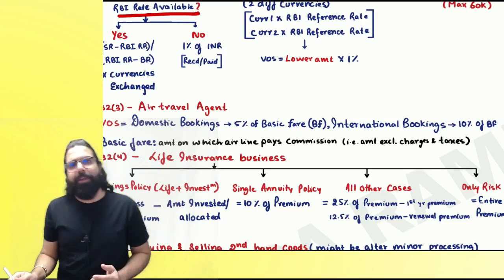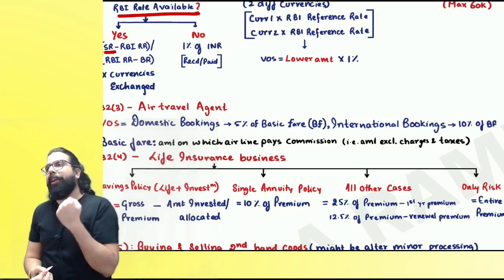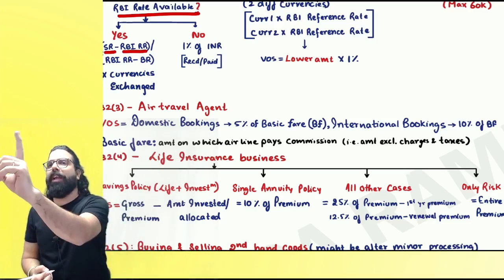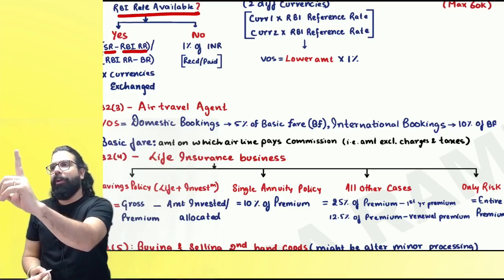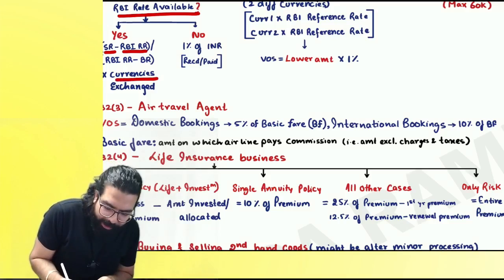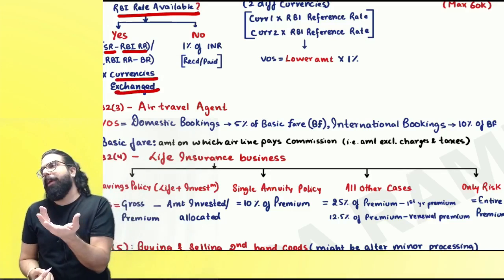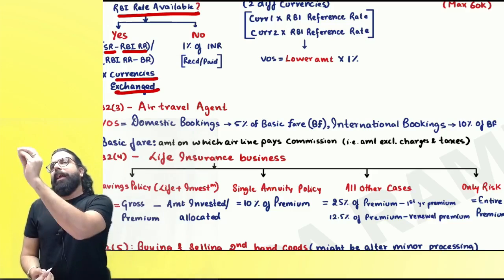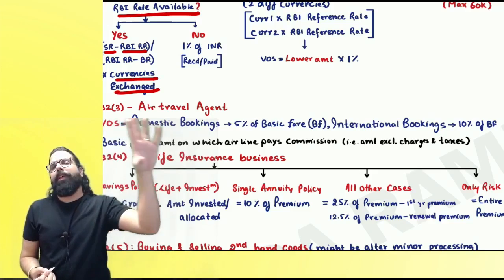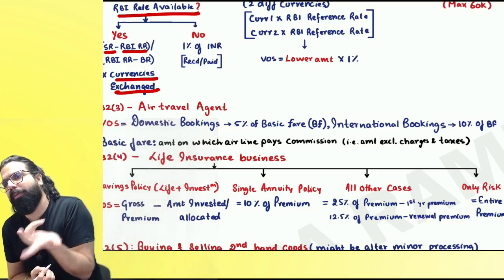If the RBI rate is available, then whatever is your selling rate, I am selling $1 at 80 rupees. Whatever is your RBI reference rate, 79 rupees. How much profit I made? 1 rupee per dollar. Correct or not? If I sold 1,000 units, $1,000 I sold supposingly. How much did I make? Selling rate 80 rupees per dollar. Buying RBI reference rate 79 rupees per dollar. If $1,000 I sold, I made 1,000 rupees. Are we clear? That is my value of supply.